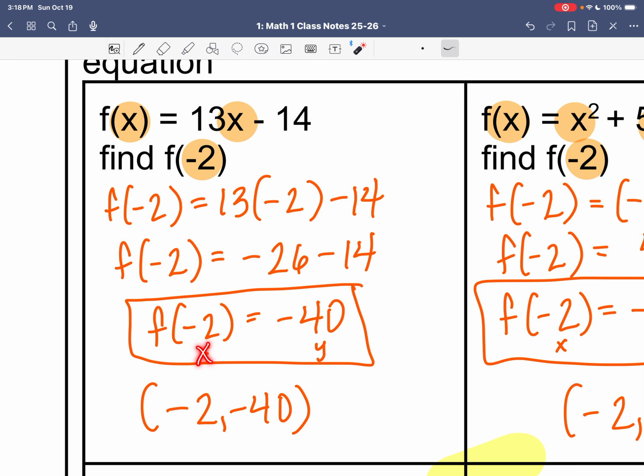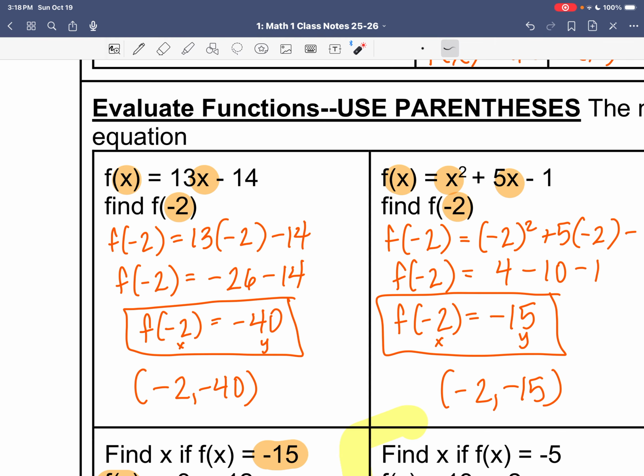So this is your input, this is your output. So when you write it as an ordered pair, it would be negative 2 comma negative 40. So when x is negative 2, y is negative 40, or f of x is negative 40.